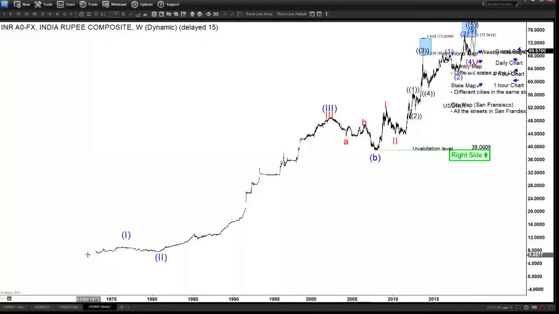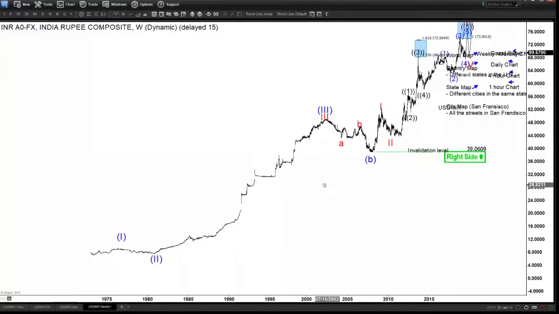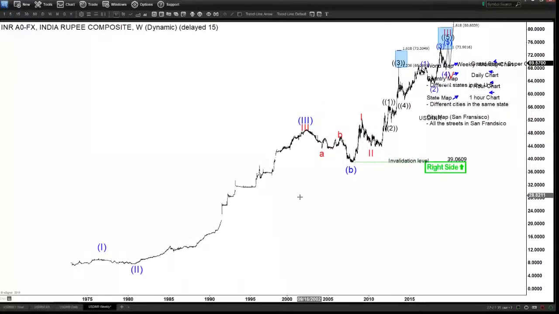I look at the weekly chart, I analyze it, and then I decide this is the count. It could be wrong, of course. Any count can be wrong, and we adjust. But let's assume this is correct. Then that means we are in the wave C right here. Currently, we are in the wave C in the blue degree.